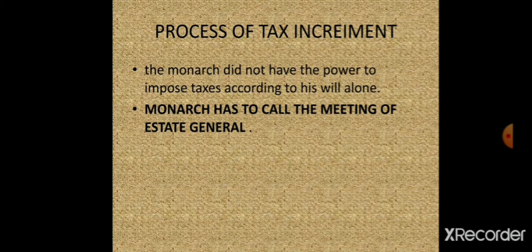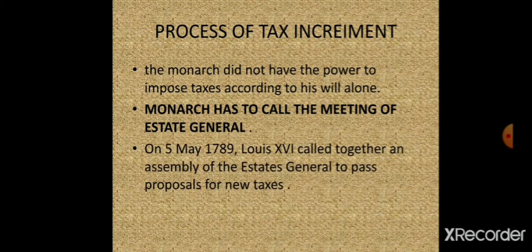This is a political body in which every estate had a certain number of representatives. On the 5th of May 1789, Louis XVI called an assembly of the Estates General to pass the proposal of new taxes. So it was on 5th May 1789 that Louis XVI called the assembly to discuss the proposal of new taxes that he wanted to introduce.